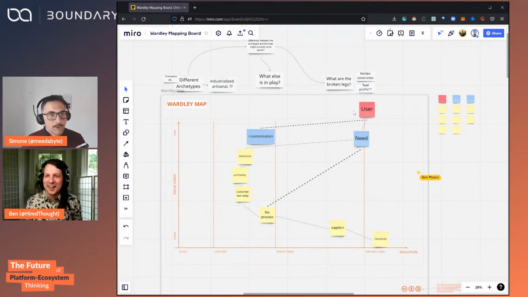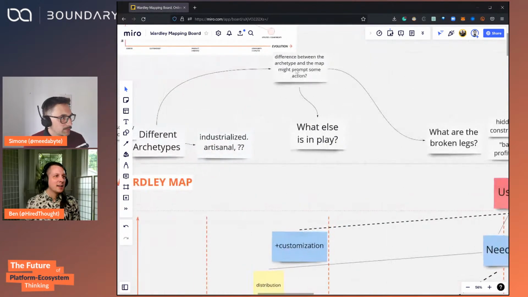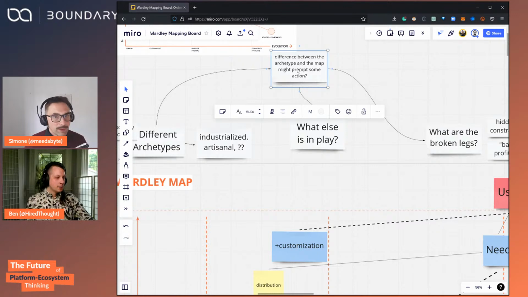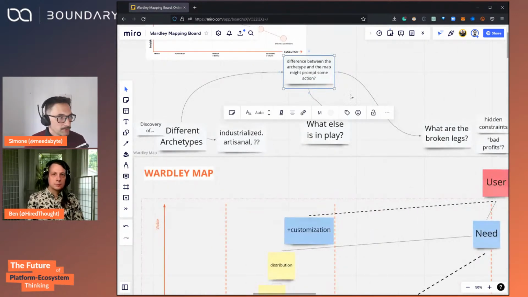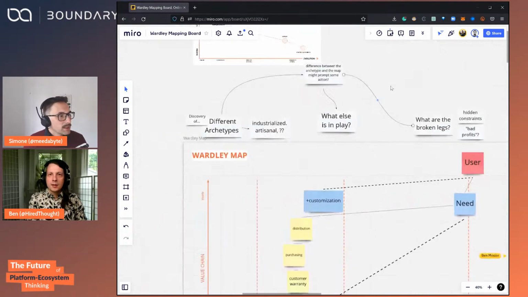So another prompt that talking to you about this brought up is the idea that as you spot the difference between the archetype and the map, this can also be the prompt for some strategic action. So essentially it can lead, for example, to identifying the broken leg. So that's the idea.